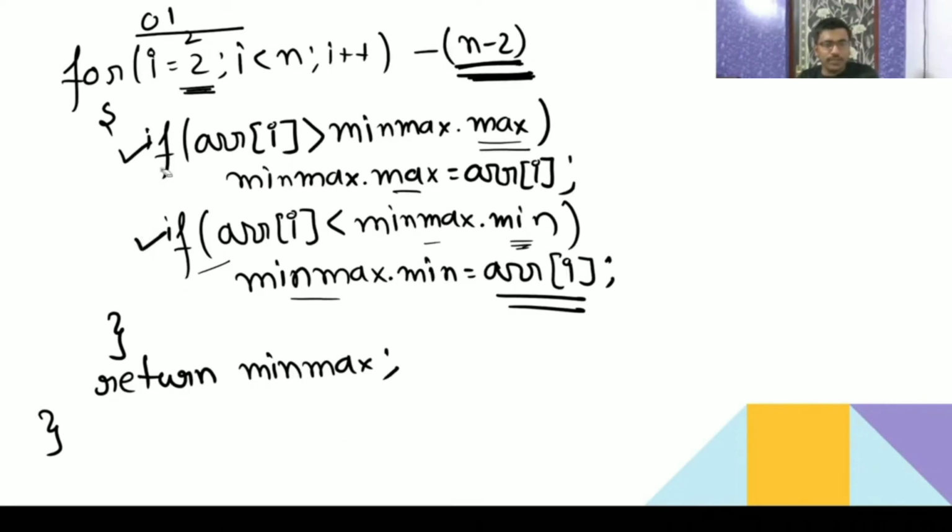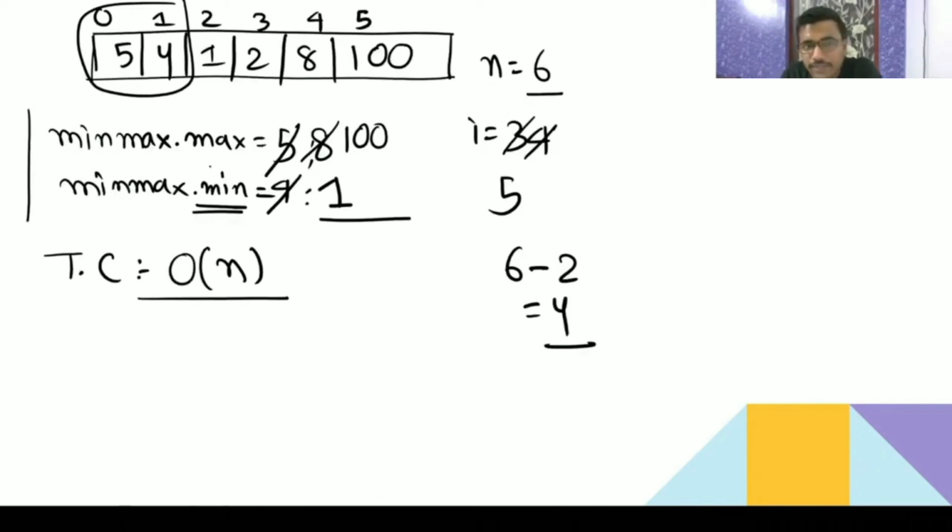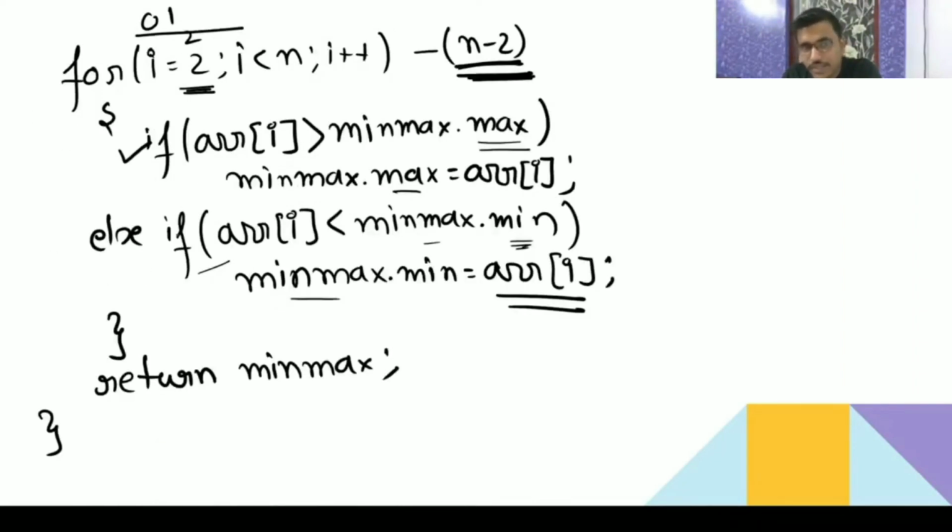So what I can do here is use else instead of a separate if. To make it even better, we reduce the number of comparisons. I am using else here because if the array element is greater than max, then it is not going to be the minimum. So there is no need to compare both cases. If this condition is satisfied, then done, no need to go there.